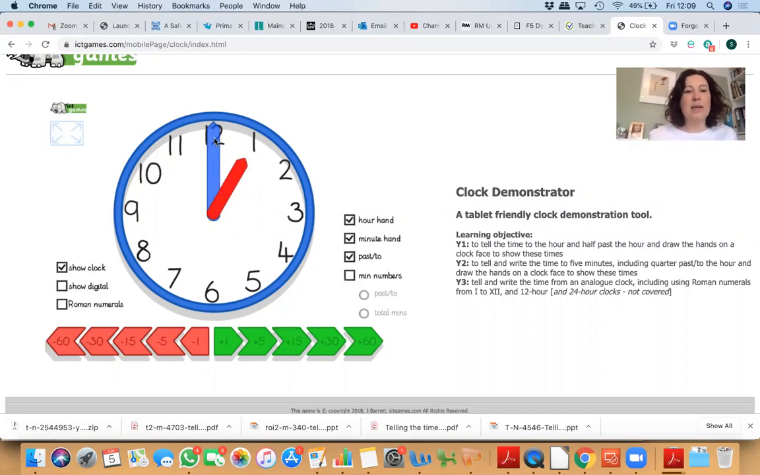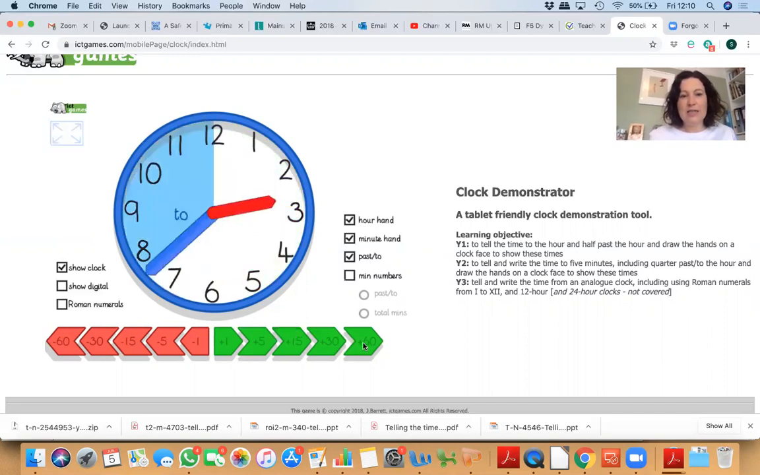As the minutes pass, the minute hand travels around the clock all the way. And when it gets to here, we say it's on the hour, it's o'clock. So let's have a look at that in action. Around it goes. The minute hand goes all the way around and stops. The minute hand is straight up. It's on the hour. The hour hand is pointing at the 2. So it's 2 o'clock.